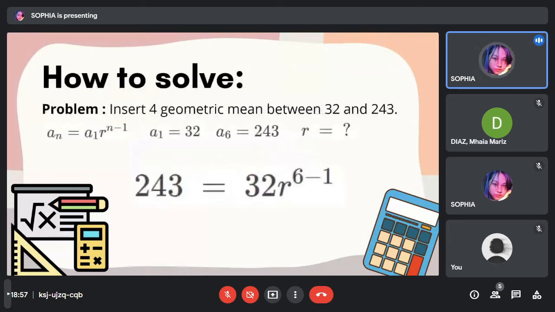Our problem here is to insert four geometric means between 32 and 243. First, let's identify the first term and our last term. The first given is always our first term, which is 32, and the other given will be our last term. 243 is our sixth term because we inserted four means between them, if we count from 32 to 243. Our sixth term is 243.